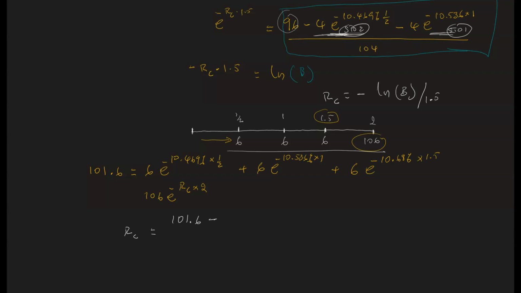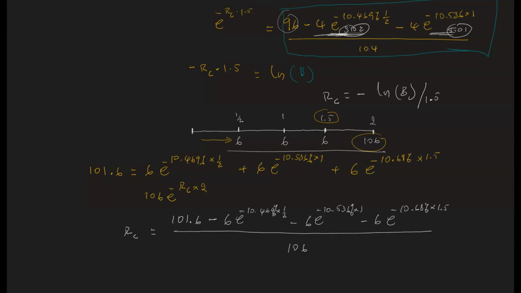I'm going to start one after the other one, which is 6 exponential of minus 10.469 multiplied by 1/2 minus 6 exponential of minus 10.536 multiplied by 1%. Remember, those are percentage. Minus 6 exponential of minus 10.68% multiplied by 1.5. And then I'm going to divide that by 106. That's going to give me the B that I had earlier.